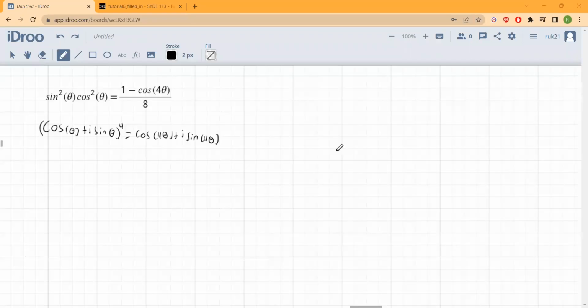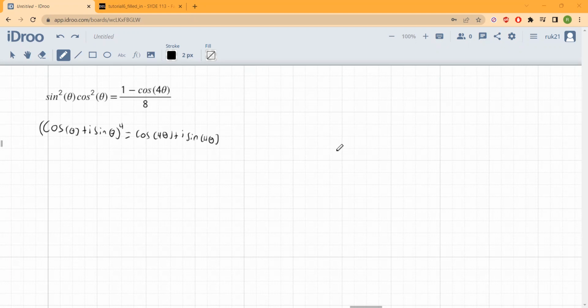Hello, everybody. Today I will be taking up the second problem that we had in our tutorial for SIDE 113. We begin with what we need to prove: sine squared theta times cosine squared theta equals 1 minus cosine 4 theta over 8.